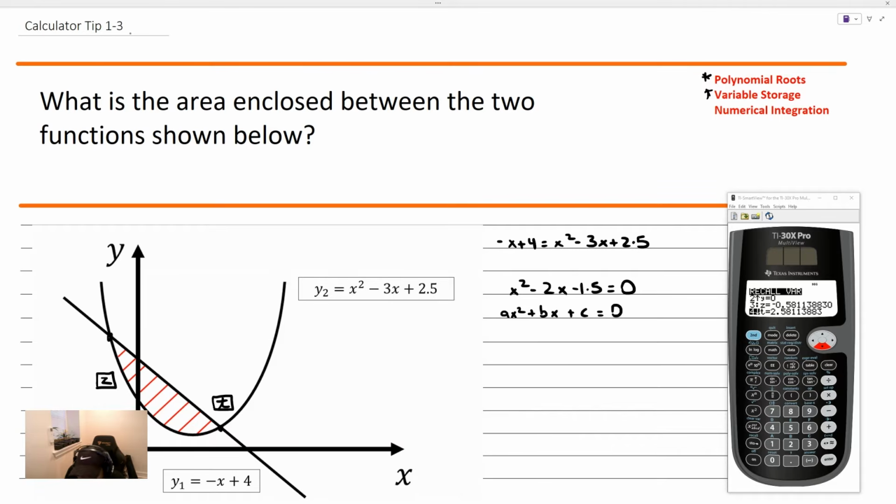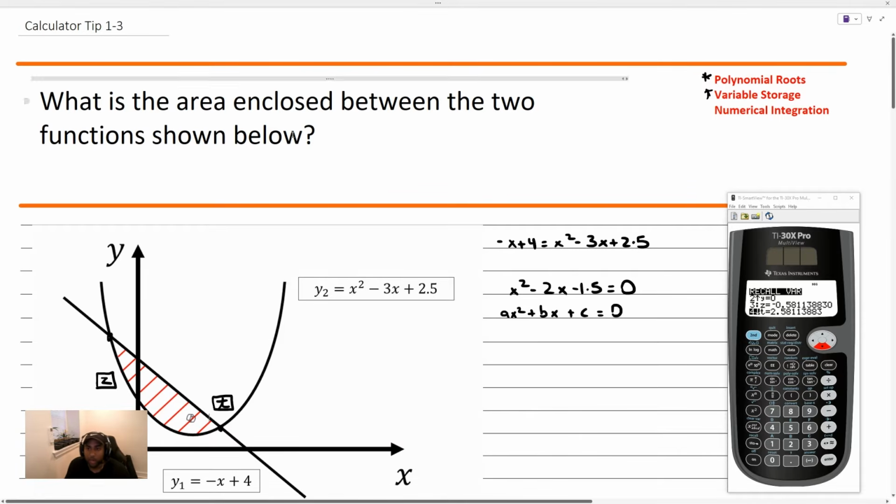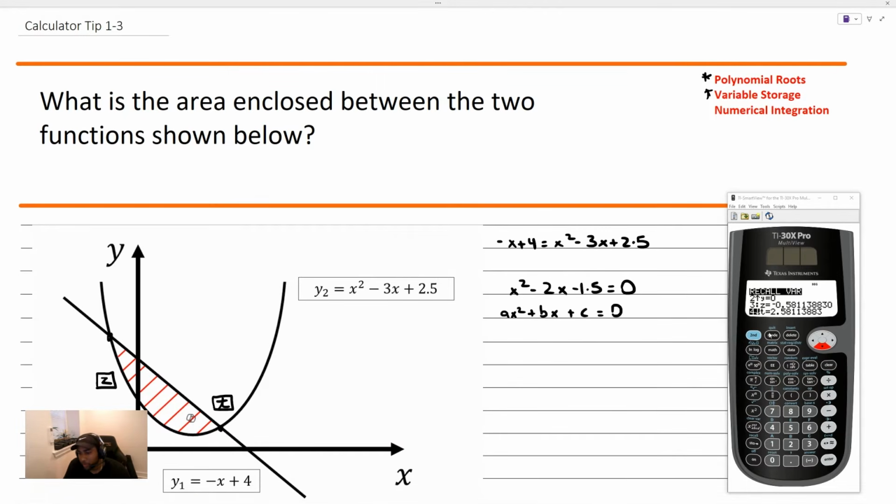So now that we have the bounds of integration z and t, and they're stored in our calculator, we're going to go ahead and perform our integration. You can see that if we found the area under this line, what we'd have is this trapezoid here. If we then subtracted off the area associated with the parabola, which is the integration under that parabola between the bounds, then we'd be left with just this hashed area.